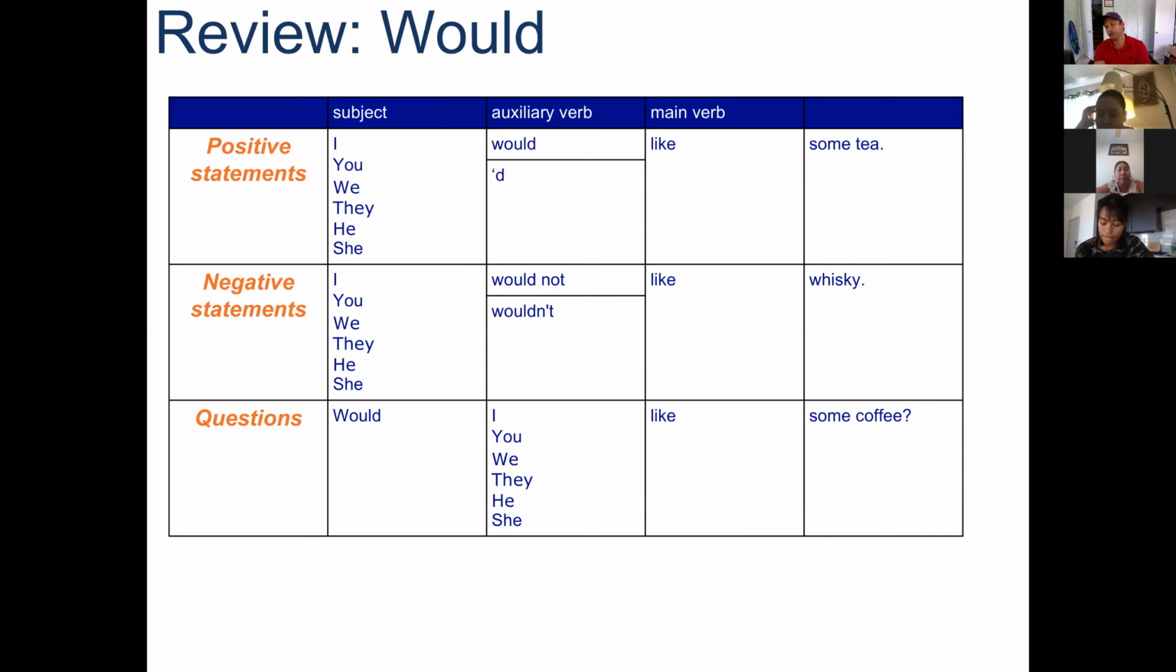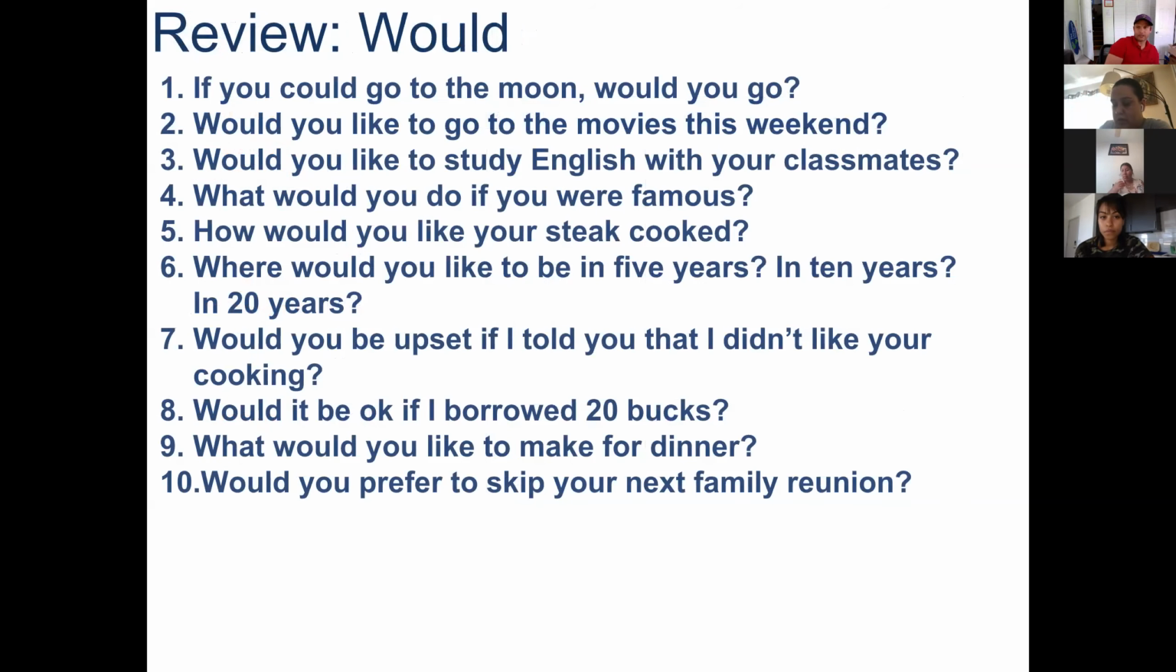In the negative form, you just add the word not after would. I would not like whiskey. And then you can make a contraction between would and not to say wouldn't. The last one is to make the question, and we just flip the order of the auxiliary verb would with the subject. Would you like some coffee? Okay, let's practice with this.